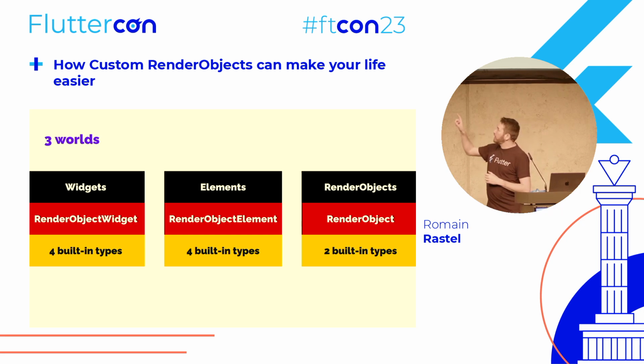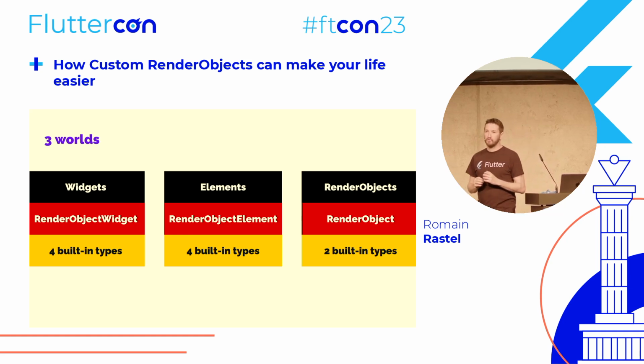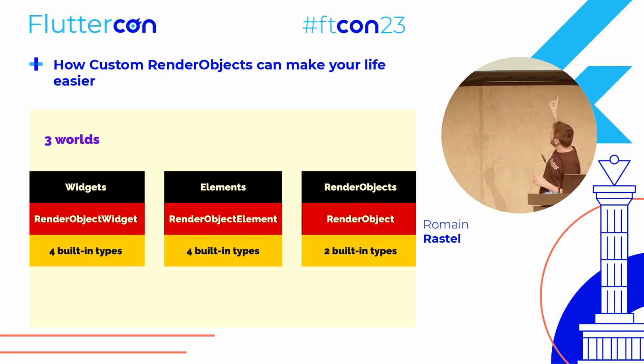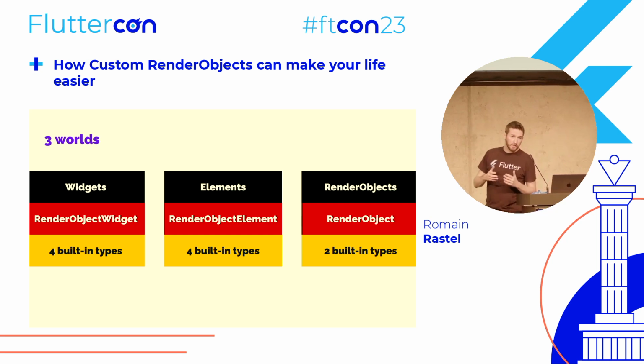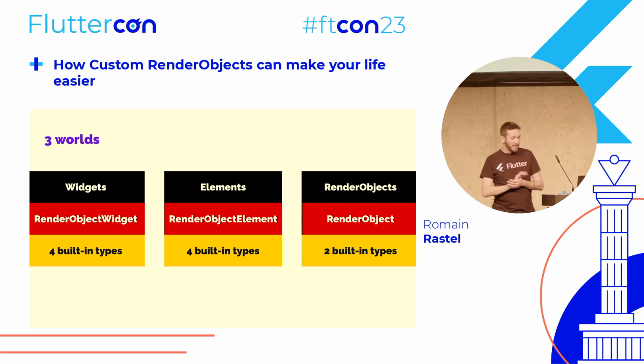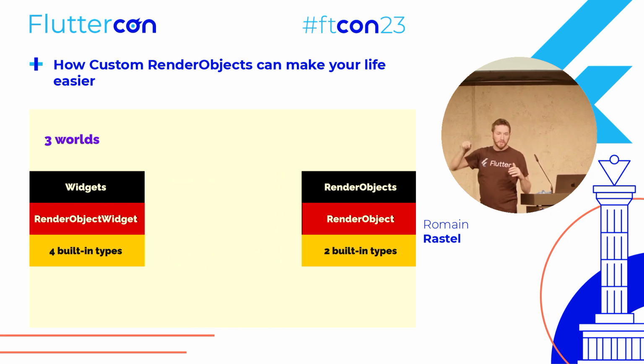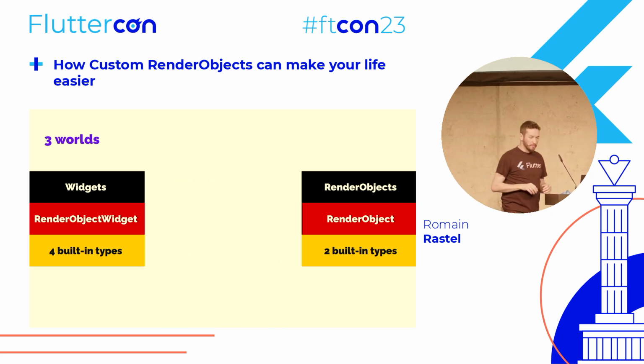To create a widget associated to a render object, we have to extend from a class called RenderObjectWidget. And we have 4 built-in types in Flutter for that. To create the render object itself, we have to extend from RenderObject. And we have 2 built-in types in Flutter for that. And to glue it all together, we need the elements. But Flutter already took care of them in the RenderObjectWidget, so I won't speak about it.